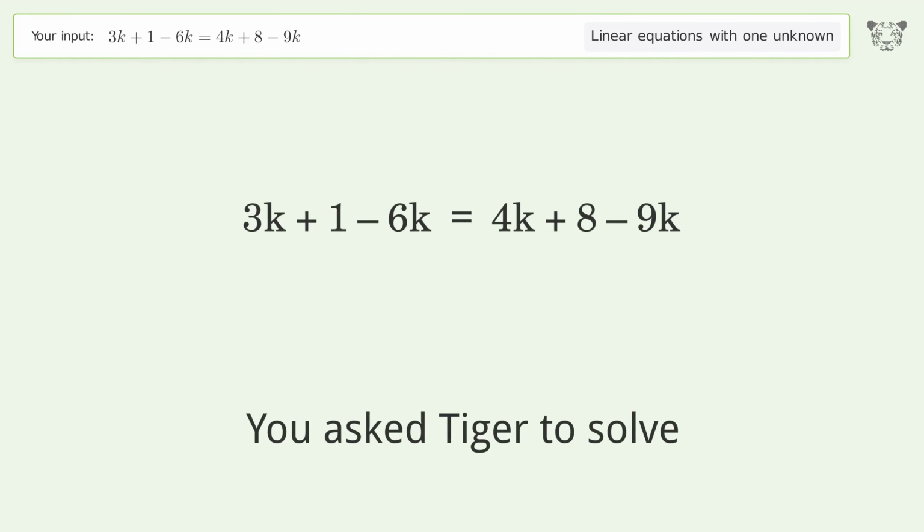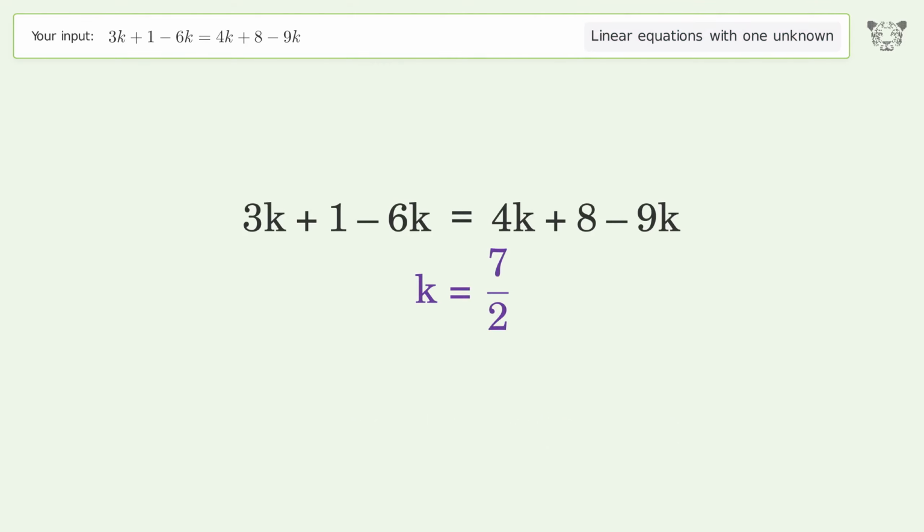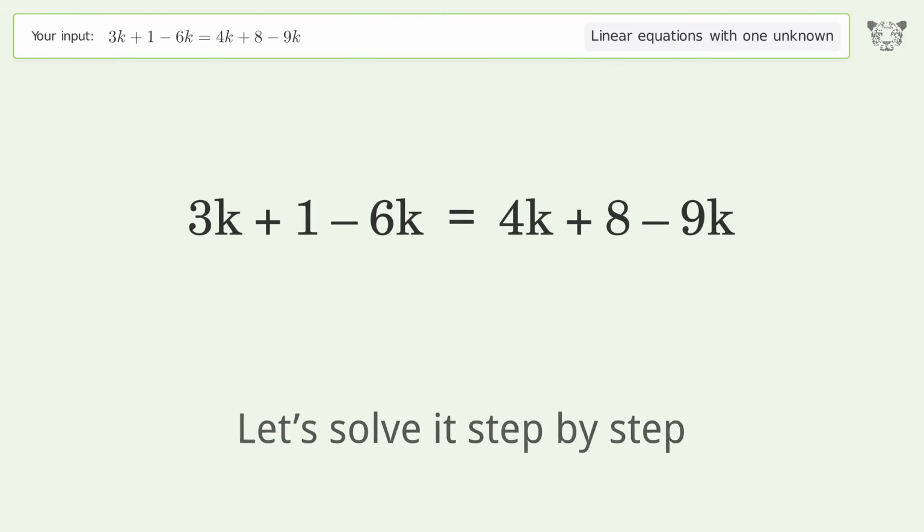You ask Tiger to solve. This deals with linear equations with one unknown. The final result is k equals 7/2. Let's solve it step by step.